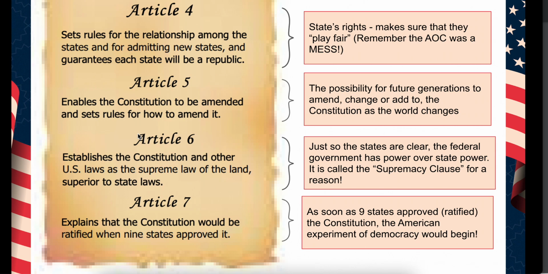And that's really the bulk of Article 6. And then finally, Article 7, the last section of the Constitution. This explains how it's going to be ratified or approved. It's one sentence. It basically says that as soon as 9 states approve or ratify the Constitution, the American experiment of democracy would begin. And that's exactly what happened. They made it 9 out of the 13 original states, as opposed to under the AOC, where it was 13 out of 13.